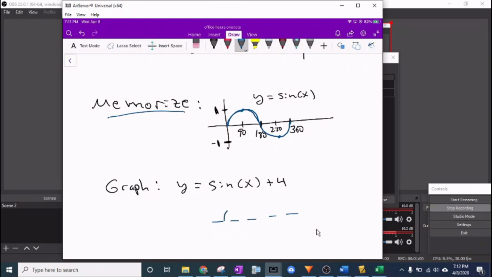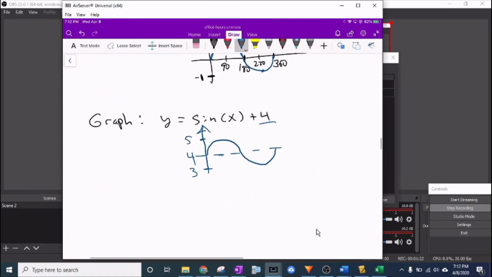I'm just going to graph the sine wave. Goes up, back down, boom, and I've got my sine wave. I'm now going to draw a y-axis in. This baseline right here is now going to be at 4. It's still going to go up 1 unit from the middle, so this will be 5, and this will be 3 here. Need a little bit more room.